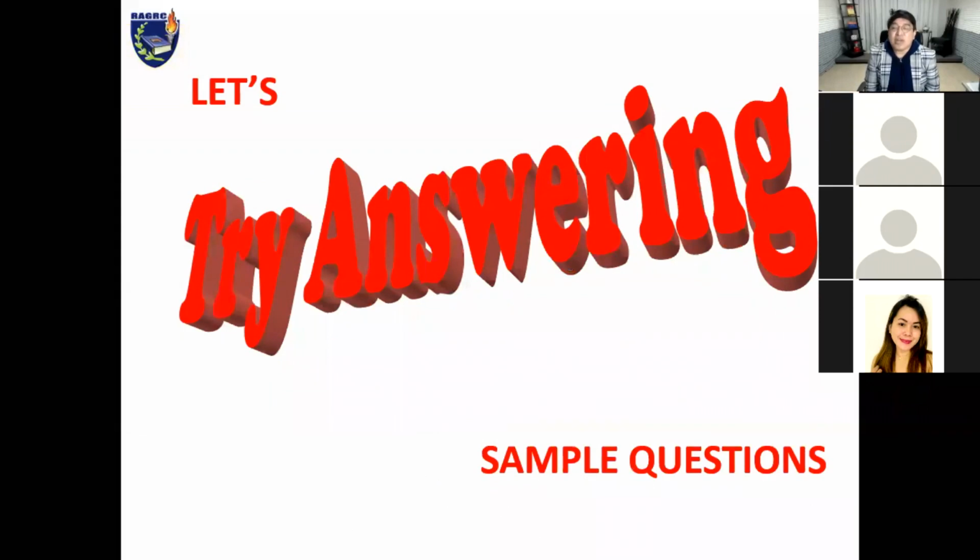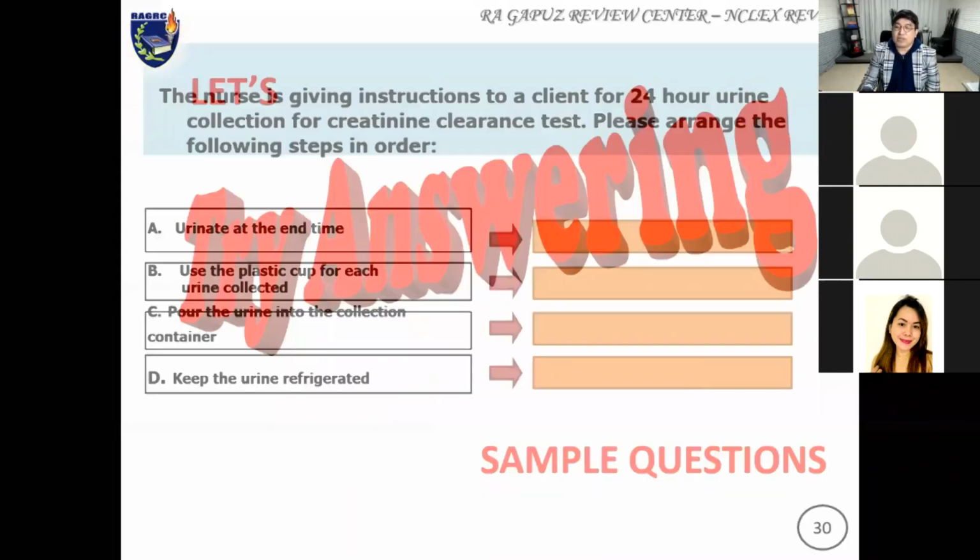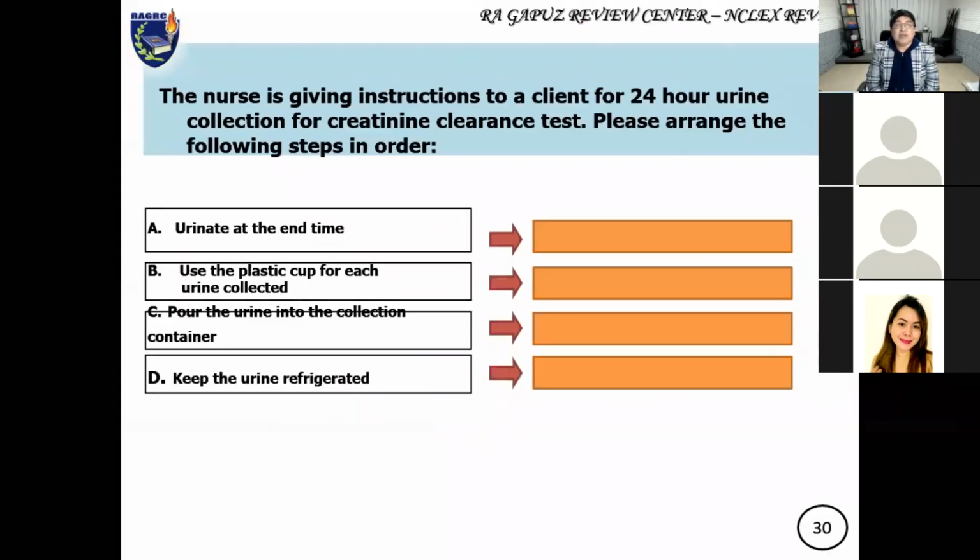Okay, so let's try answering sample questions. Here we go. The nurse is giving instructions to a client for 24-hour urine collection for creatinine clearance test. Please arrange the following steps in order. So what do we need to instruct the patient first? We begin with instructing the patient to use the plastic cup for each urine collected.